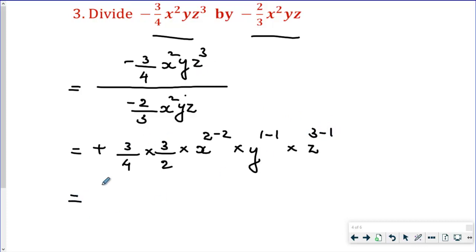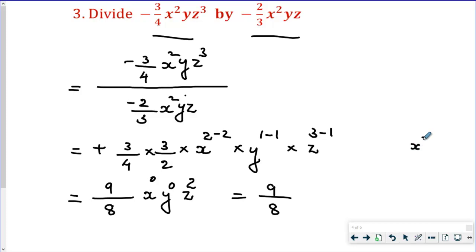Here 3 into 3 is 9, 4 into 2 is 8. Now here x power 0, 2 minus 2 is 0. y power 1 minus 1 is 0. z power 3 minus 1 is equal to 2. So here our answer is 9 by 8. We know that x power 0 is equal to 1, y power 0 is also 1. So our answer is 9 by 8 z square.